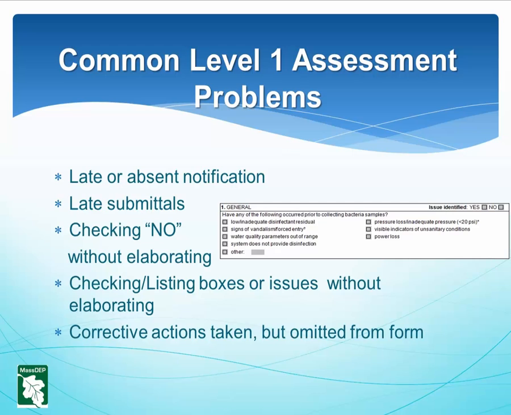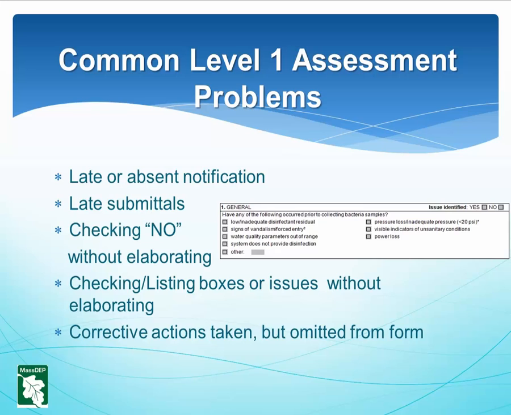Common Level 1 assessment problems. Some common Level 1 assessment problems that MassDEP has noticed include a failure to notify MassDEP of a trigger or late notification. In one region, a submittal was 1.5 months late. Other problems include checking no without elaborating, checking and/or listing a series of boxes or issues without elaborating, or few or no boxes checked without potential causes identified despite the system taking corrective action.